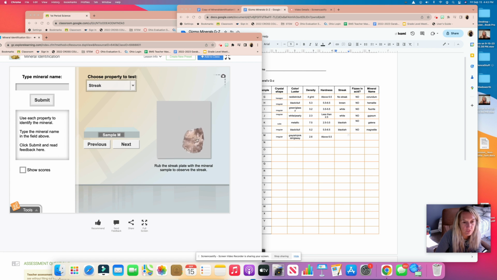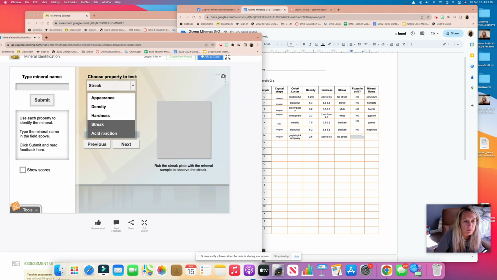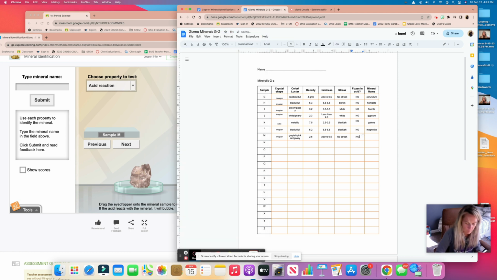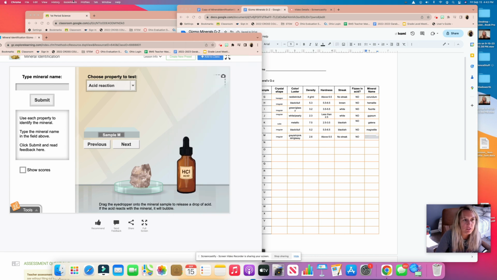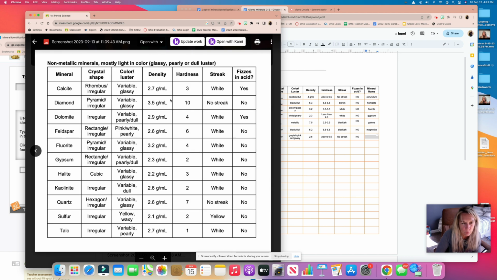All right, does not streak because the streak plate is not going to break it down into a powder, so we're going to say no streak. Let's try the acid reaction. Just splashes, no reaction. All right, so let's take a look at density. We had a 2.6, and if I remember right, we had a few of them that were 2.6. So it could be feldspar, kaolinite, or quartz.